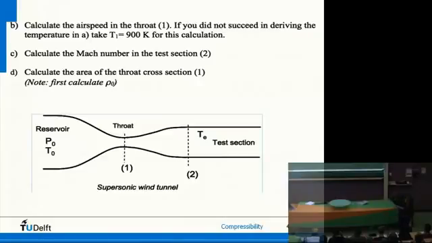If it's supersonic, then at the smallest cross-section, which is called the throat, we will have the Mach number being equal to 1. And the Mach number is speed divided by the speed of sound. So here, the flow will exactly have the speed of sound. And that has to do with something we will explain to you next year, compressible aerodynamics.